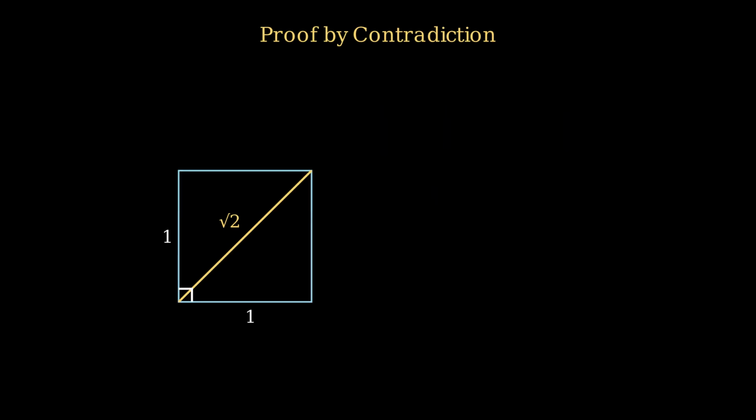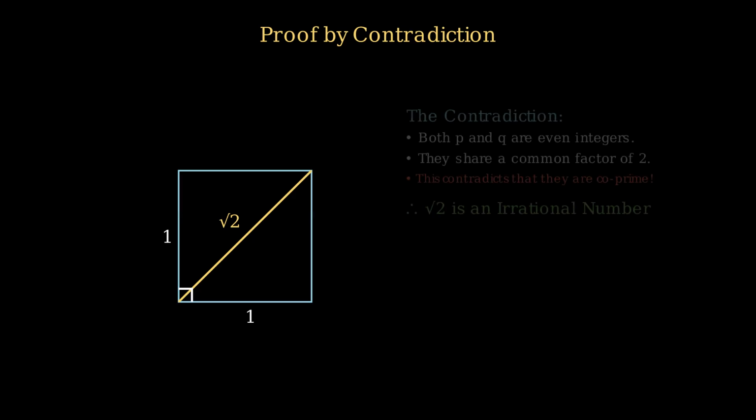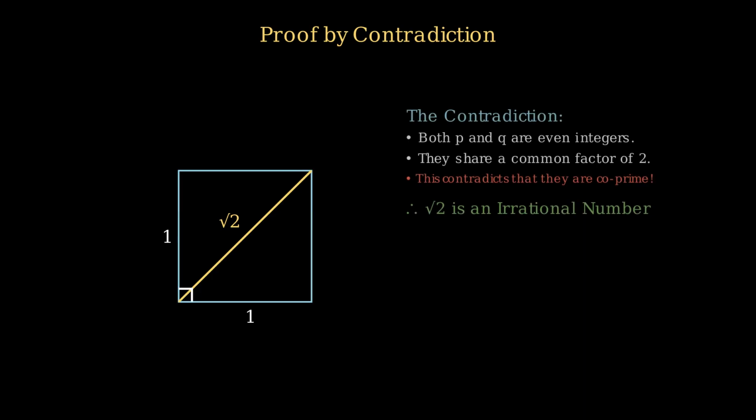Here is the contradiction. If both p and q are even, they share a common factor of 2. But we assumed they share no common factors. Since our starting assumption leads to a contradiction, the square root of 2 cannot be rational. It must be irrational.